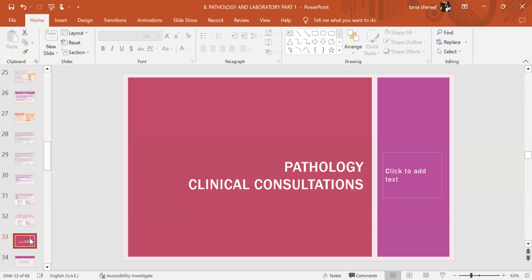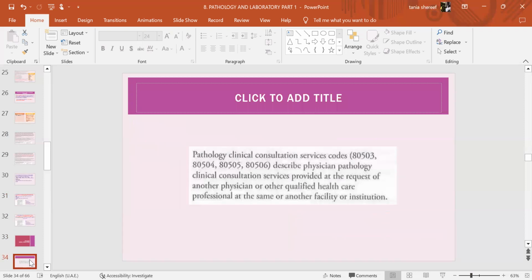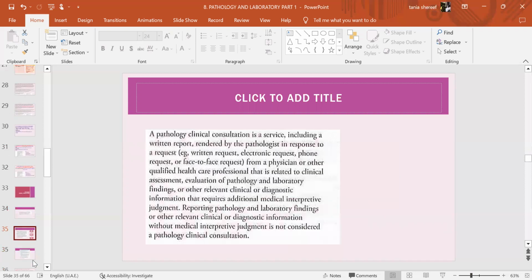Now, pathology clinical consultation. Pathology clinical consultation service codes 80,503, 504, 5 and 6 describe the physician pathology clinical consultation service provided at the request of another physician or other qualified healthcare professional at the same or another facility or institution. So here there is a request from another physician, or maybe another pathologist. So the first thing is a request.